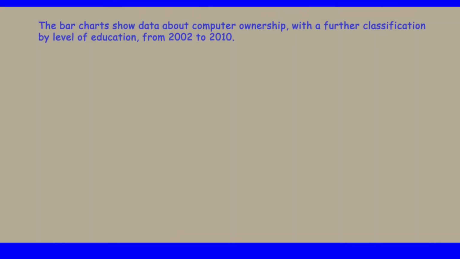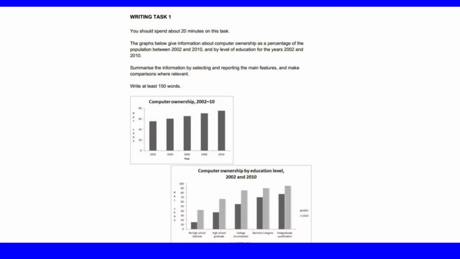So a perfect introduction would be: the bar charts show data about computer ownership with a further classification by level of education from 2002 to 2010. This is a perfect introduction. Now read what they are asking you to do again. They are asking you to summarize the information by selecting and reporting the main features and make comparisons where relevant.